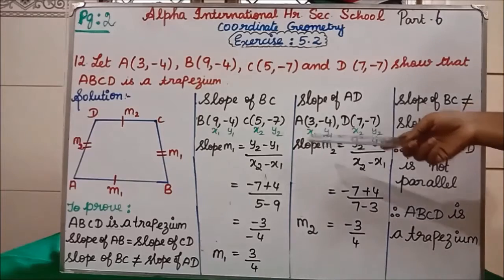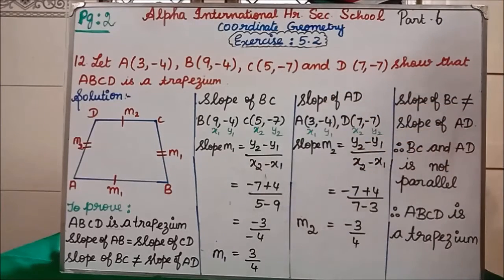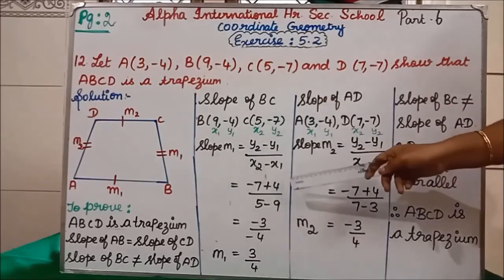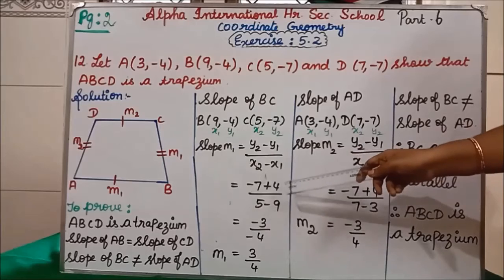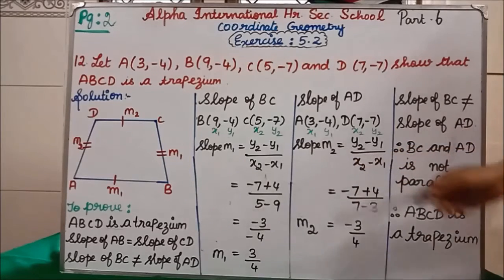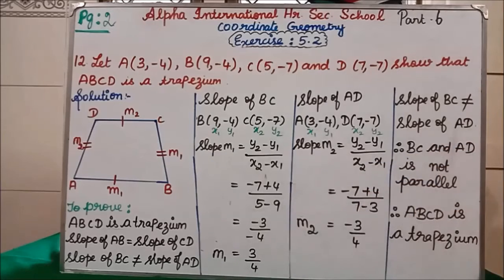Y1 value is -7 plus 4, divided by X2 value 5, X1 value is -9. So -7 plus 4 is what? -3. 5 minus 9 is -4. The minus will get cancelled. For M1 we are getting 3/4.